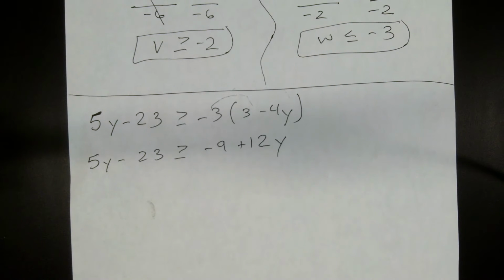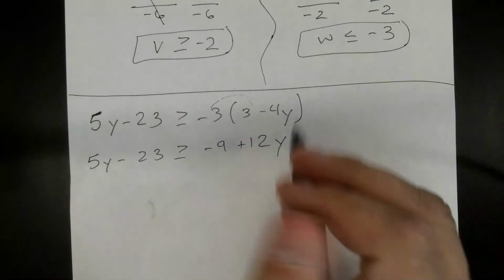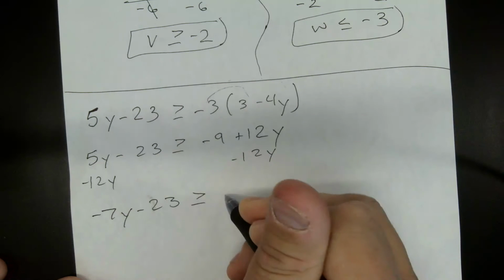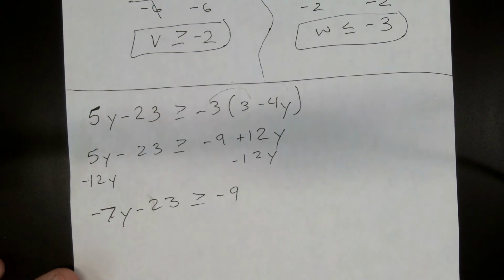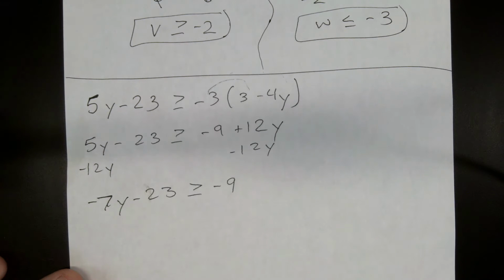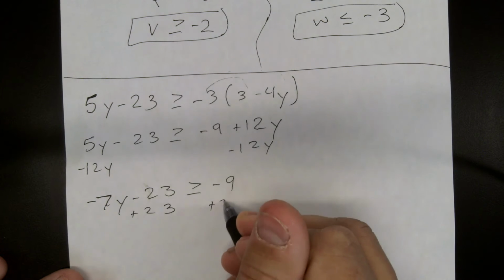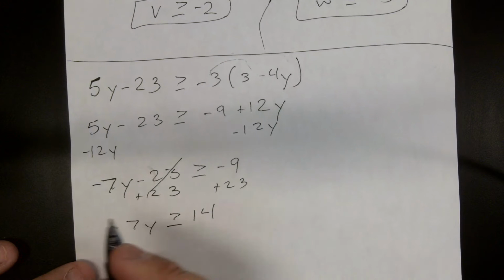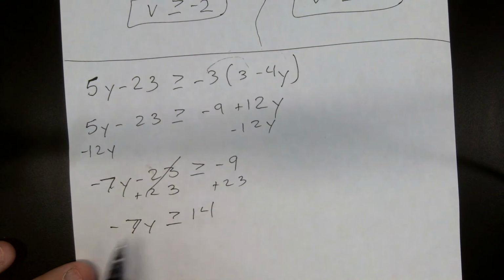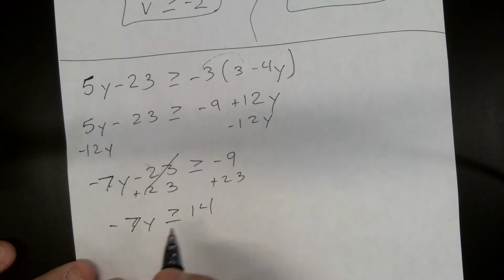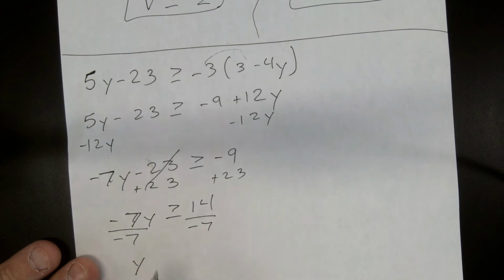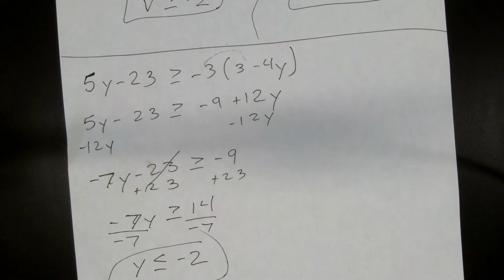Matthew, what do I do next? Yeah, we got to get the y's on one side. So we're going to subtract 12y from both sides to give us negative 7y minus 23 is greater than or equal to negative 9. Mason, what do I do next? Yeah, so we're going to add 23 to both sides to cancel that out, which leaves us negative 7y is greater than or equal to 14. Come on, can you tell me what I do next? Yeah, okay, so we're going to divide by negative 7. So whenever we divide by a negative, what do we have to do? Flip it. Good. Nice job. Okay. All right, any questions on that one? That one's a little bit longer, but honestly, it's not any tougher. All right, good.